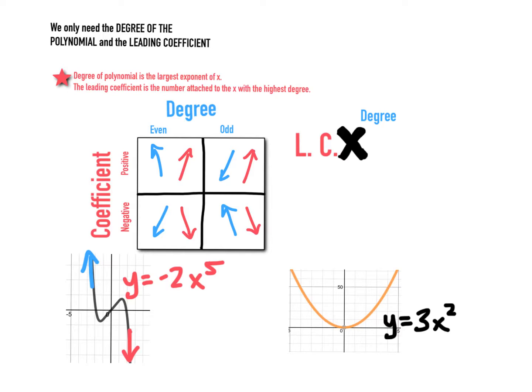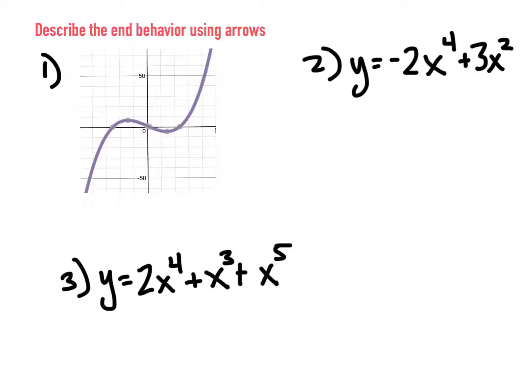Right, 3x squared. The very first thing, this 3, it doesn't matter that it's even or odd. It just matters that it's positive. That lets me know it ends going up. And then the x squared, since that's even, they both go up. But that's easy whenever you're looking at a graph. What if you're just looking at the polynomial? Let's do some examples. So again, with the graph, that's easy, right? This is a down-up.